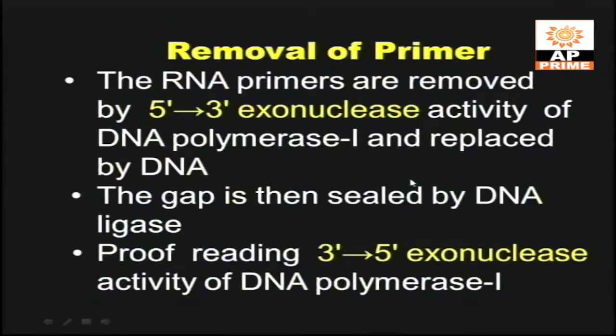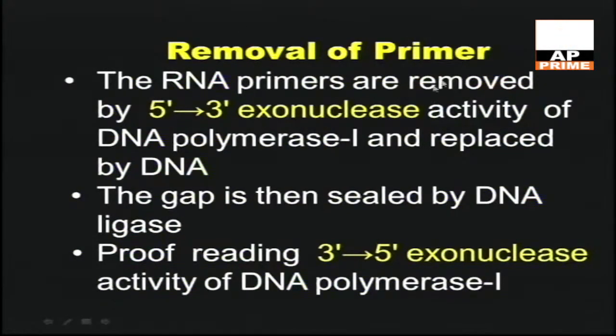DNA polymerase 1 using its 5' to 3' exonuclease activity removes the primer. Here we get a question: why is a primer required for DNA synthesis and later removed? Because the primer provides a free 3' hydroxyl group, without which DNA polymerase enzyme cannot initiate new DNA synthesis. But being an RNA strand, it should not be there in the DNA molecule.